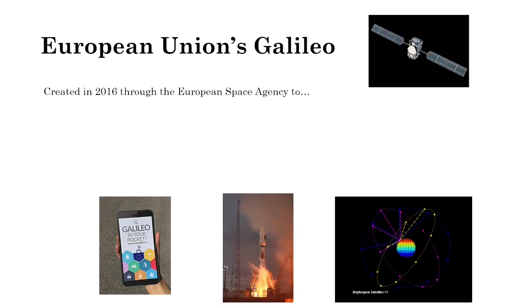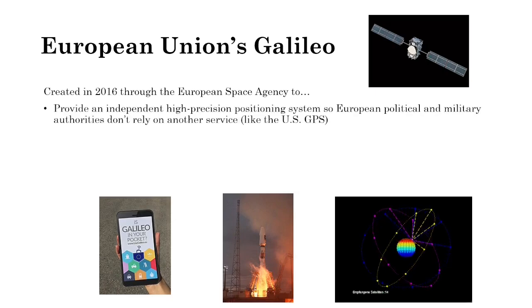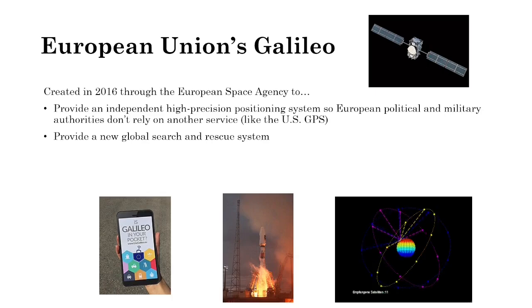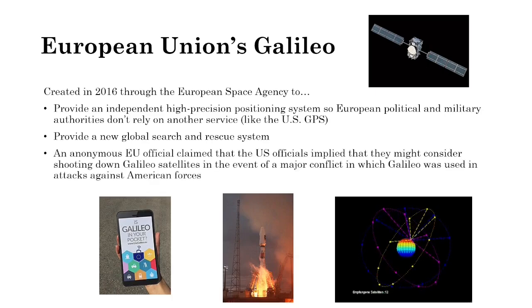Russia has one, China has one, the US has a GPS satellite navigation system, but Galileo was created by the European Space Agency just a few years ago to provide a very high precision positioning system so that Europe can have their own navigation system without relying on another service like the US GPS. And this provided a whole new global search and rescue system.